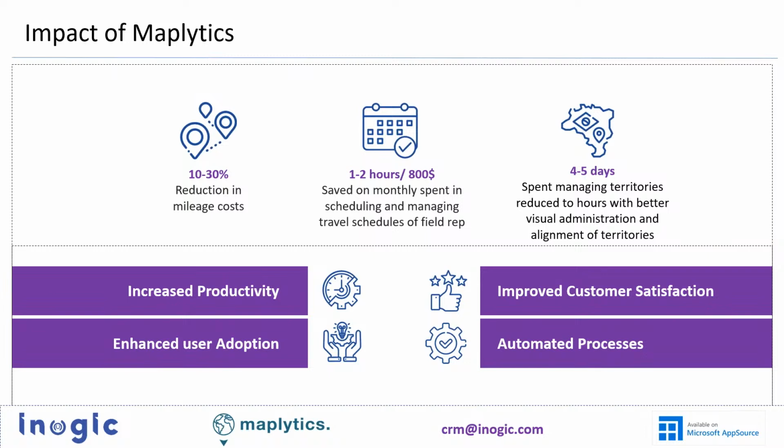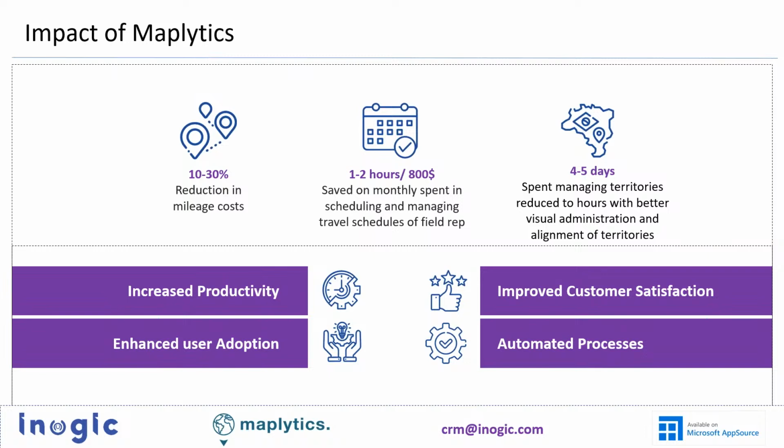With Maplytics in use, organizations are able to reduce mileage cost by 10 to 30%. And we all know how valuable it is to save fuel in times when the price is going up. Scheduling field trips used to be a tedious process, but with Maplytics, people are now able to save 1 to 2 hours daily, and that amounts to about $800 each month.